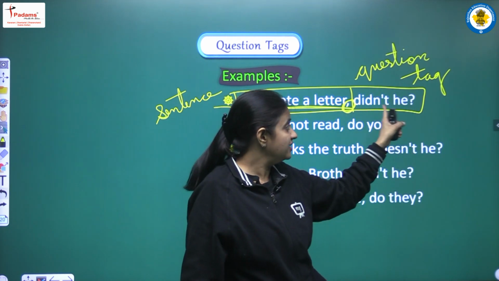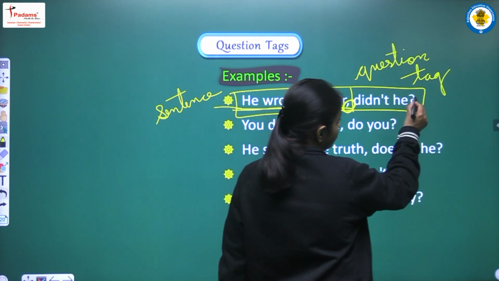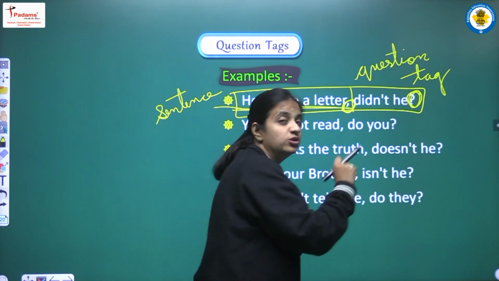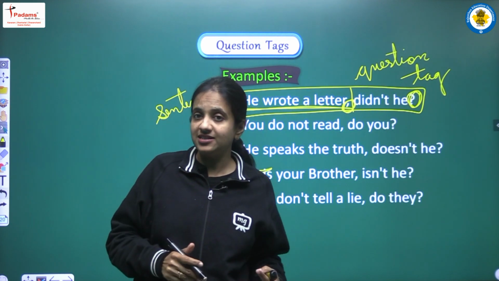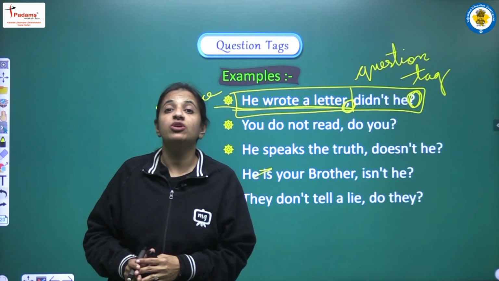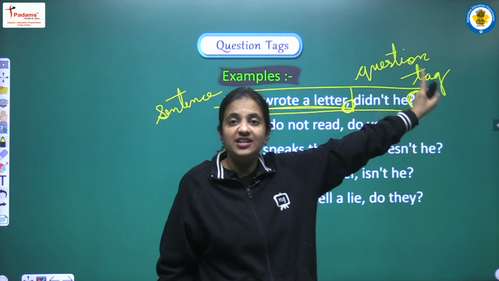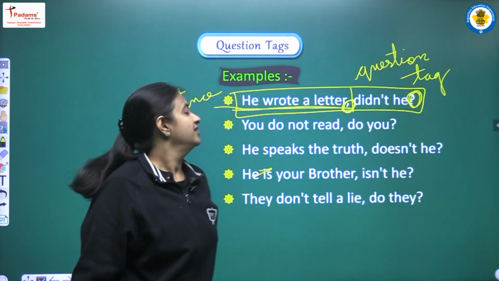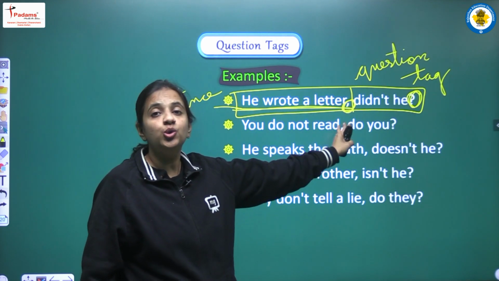So like this, you can see that we are having one question tag, and after the question tag, you have to use only a question mark, because this is a question tag. Yes, it is totally different from a normal question, but it's still a question tag. So you have to use a question mark at the end of the question tag. Clear?